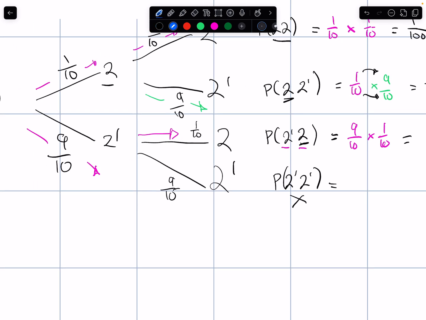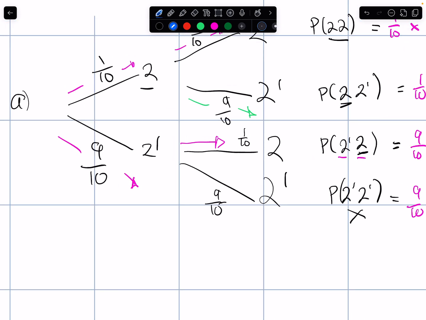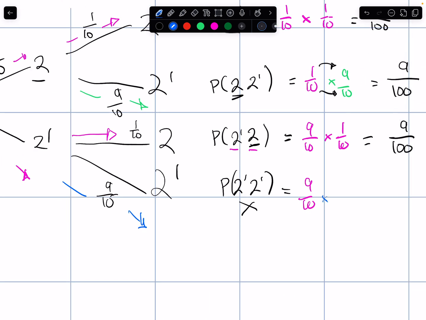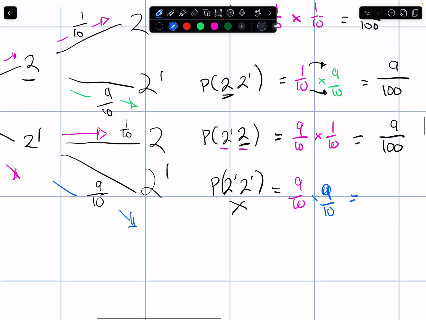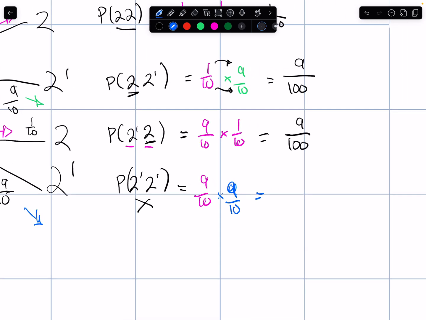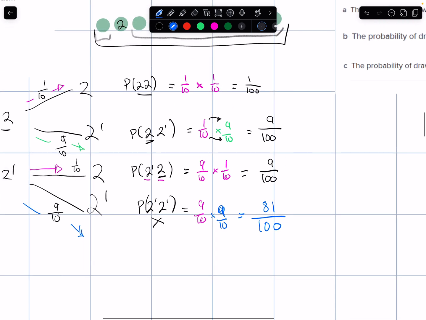Let's do this one. Final one. We know that we're going to follow the tree diagram. So the probability of not 2 is 9 out of 10 times the probability of another 9 out of 10, which is 9 nines are 81. Fantastic. Out of 100. Now check this out, right?